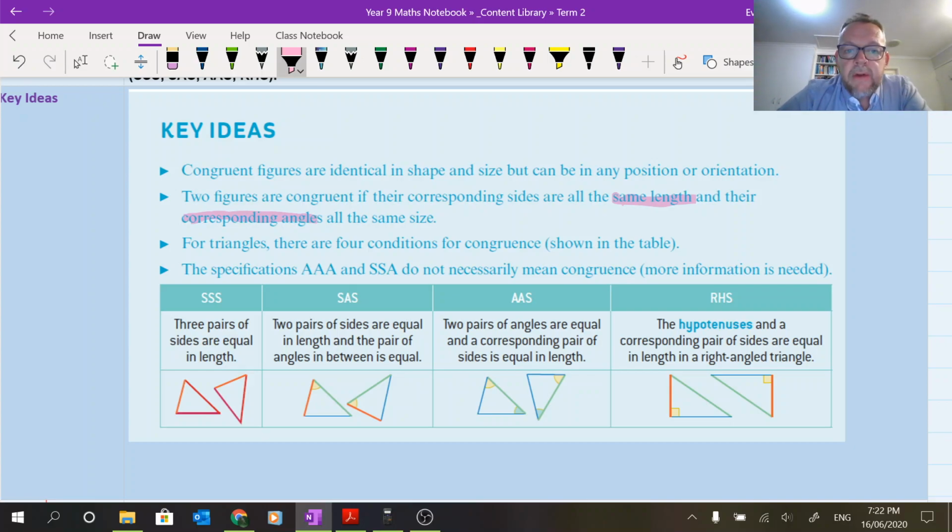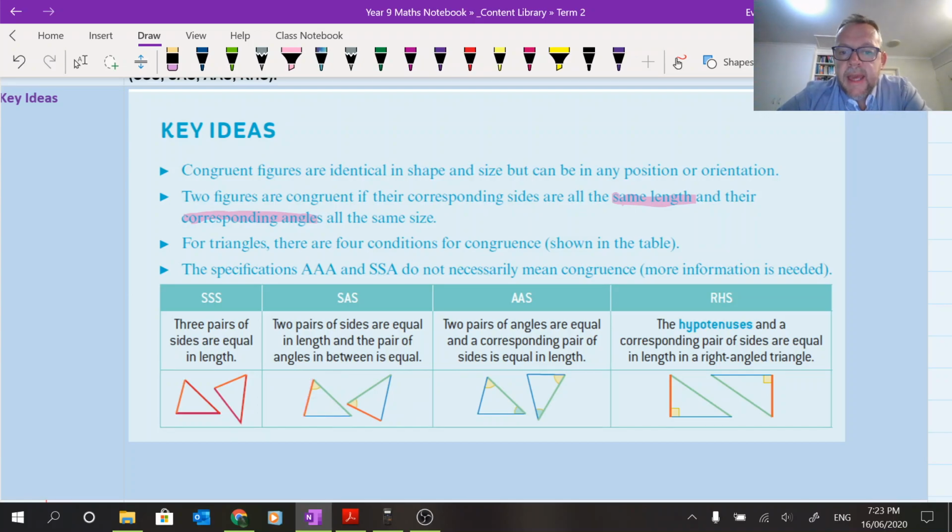Now, for triangles, there are 4 conditions for congruence, and they are down here. So we've got side, side, side. Now, if the 3 pairs of sides in 2 triangles are the same, then those 2 triangles are congruent with each other. The next one is 2 pairs of sides are equal in length, and the pair of angles in between are the same, then that's equal. So this one's called side, angle, side. You can see that there.